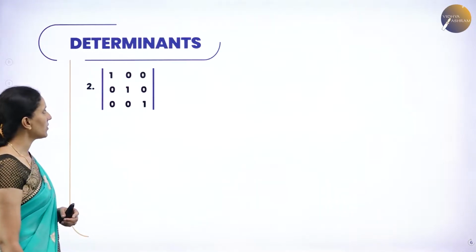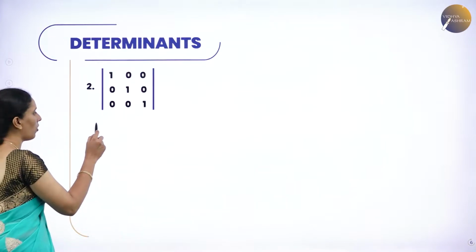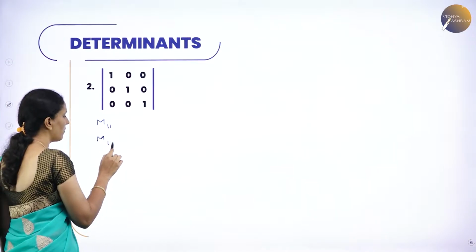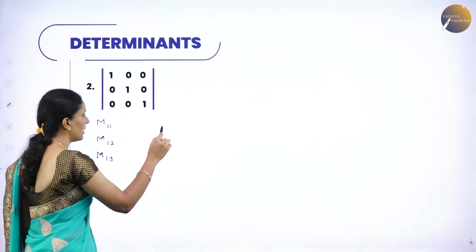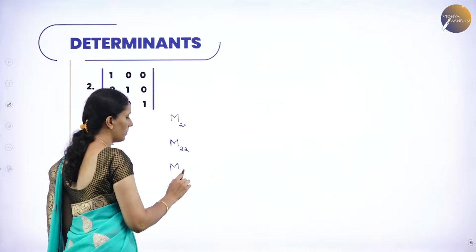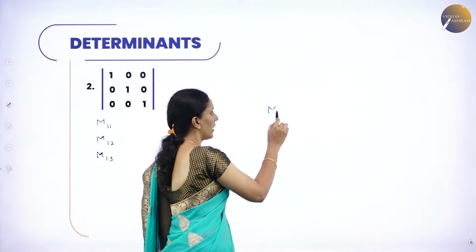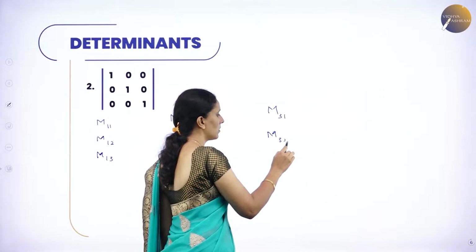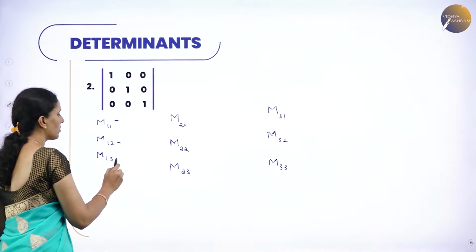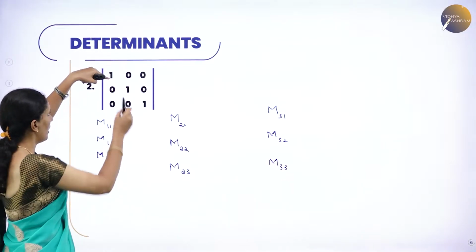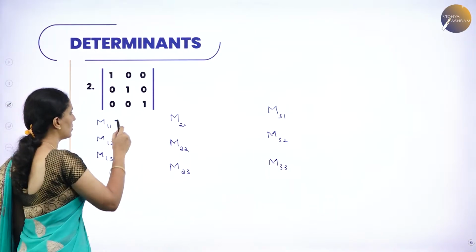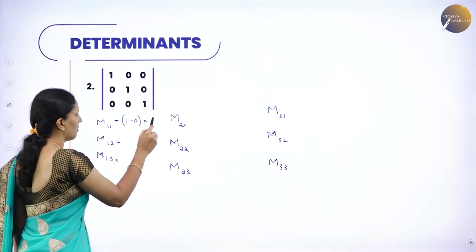Next, 1 0 0, 0 1 0, 0 0 1. So let me write all the minors first. For the 3 row 3 column determinant, M11, M12, M13. Similarly, M21, M22, M23. Next we have M31, M32, M33. We are just finding the minors. How to find the minor of a 3 cross 3 determinant? Suppose you are taking 1, delete the row and column containing 1, take the determinant value of the remaining elements. So this is directly 1 minus 0, which is equal to 1.